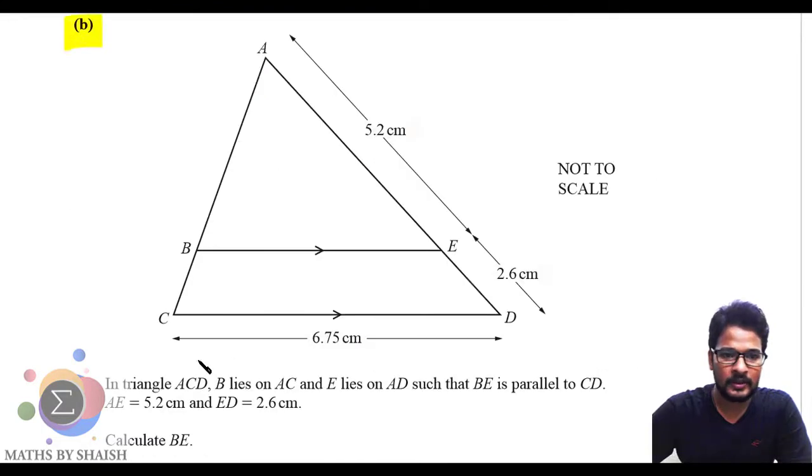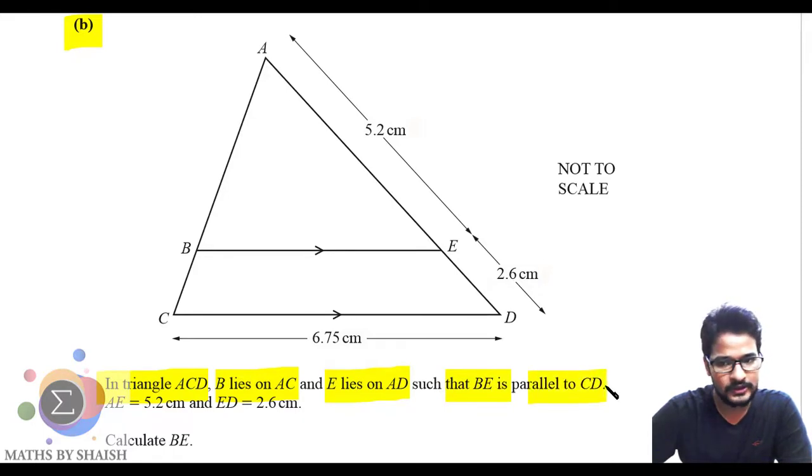Here's the 11th B part. In triangle ACD, B lies on AC, E lies on AD such that BE is parallel to CD. AE is 5.2 cm, ED is 2.6 cm. We need to calculate BE. So let's see what is the information given.